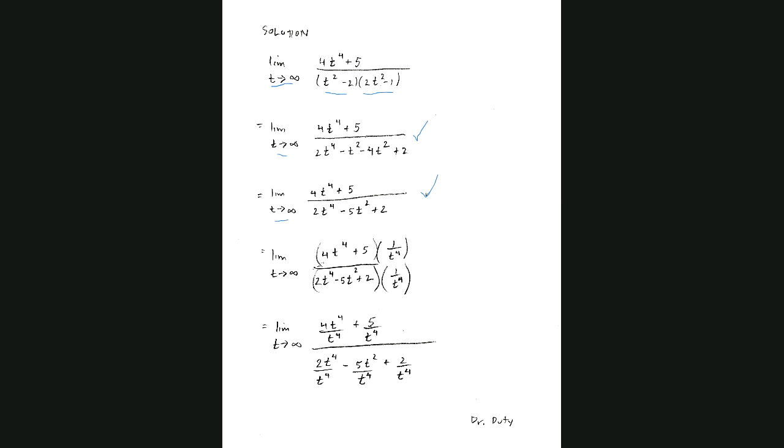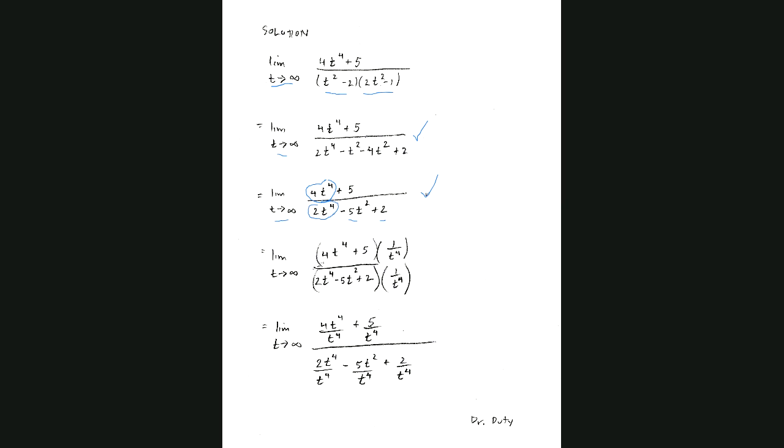All right, so our limit then is the limit as t approaches infinity of 4t to the fourth plus 5 over 2t to the fourth minus 5t squared plus 2. Now you all know that the dominating terms in the numerator and the denominator are the ones with the highest power. That's something that you learn in pre-calculus.